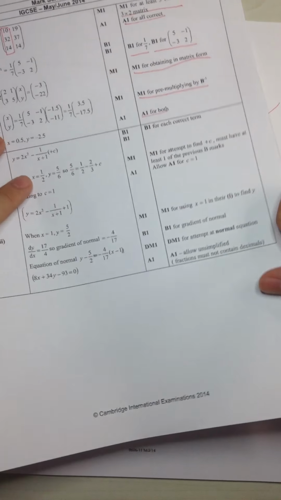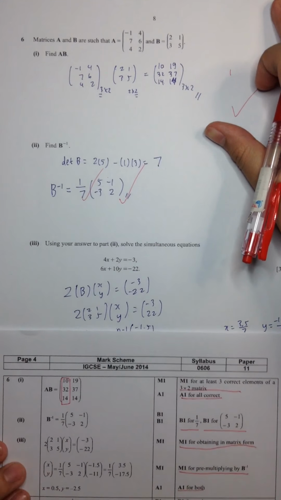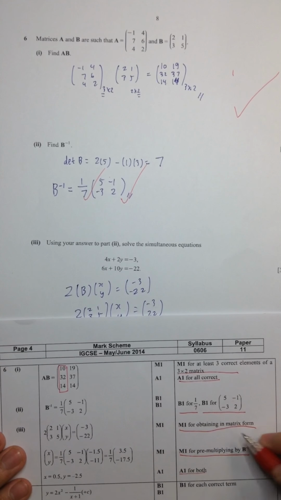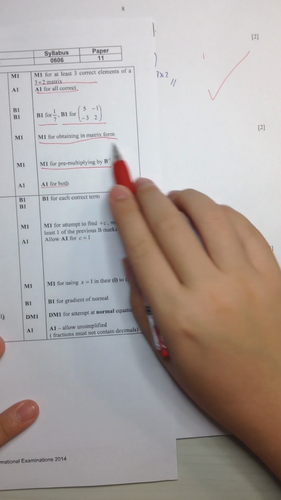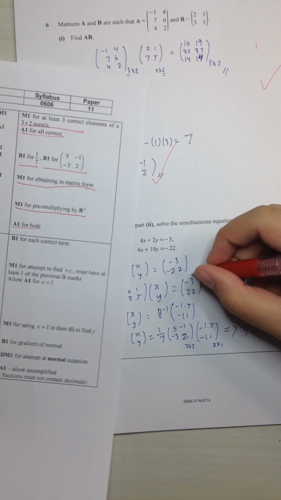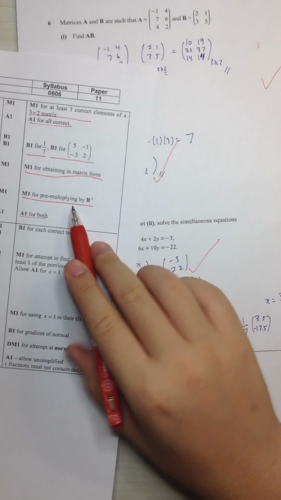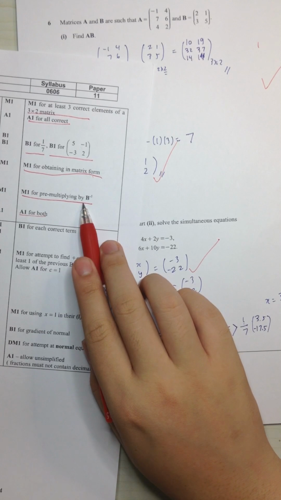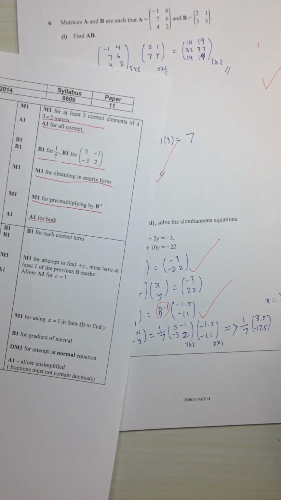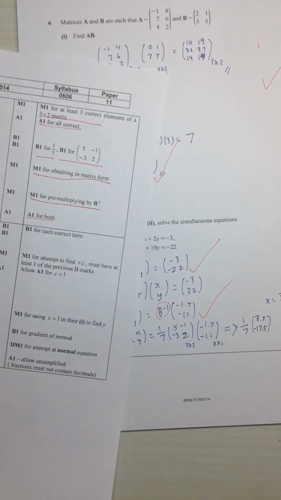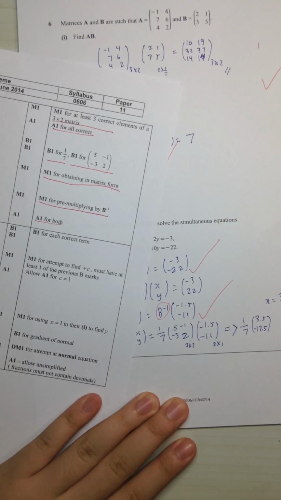Then for part 3, we get 1 mark for obtaining the matrix form, which is this part, and we get it correct. 1 mark for multiplying the inverse matrix of B, which is this, so it's correct, and 1 mark for both values of x and y, so it's 3 marks.